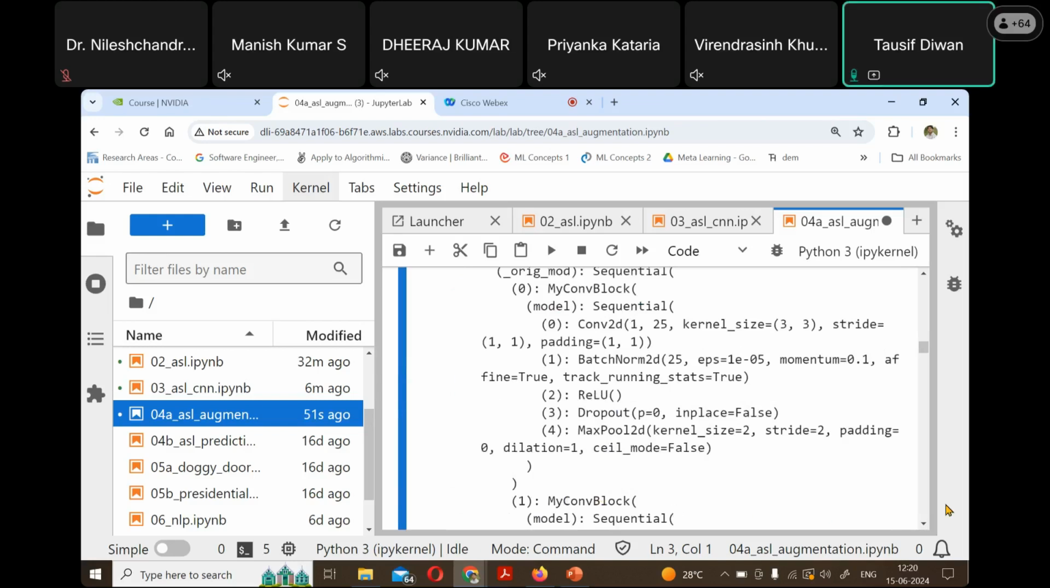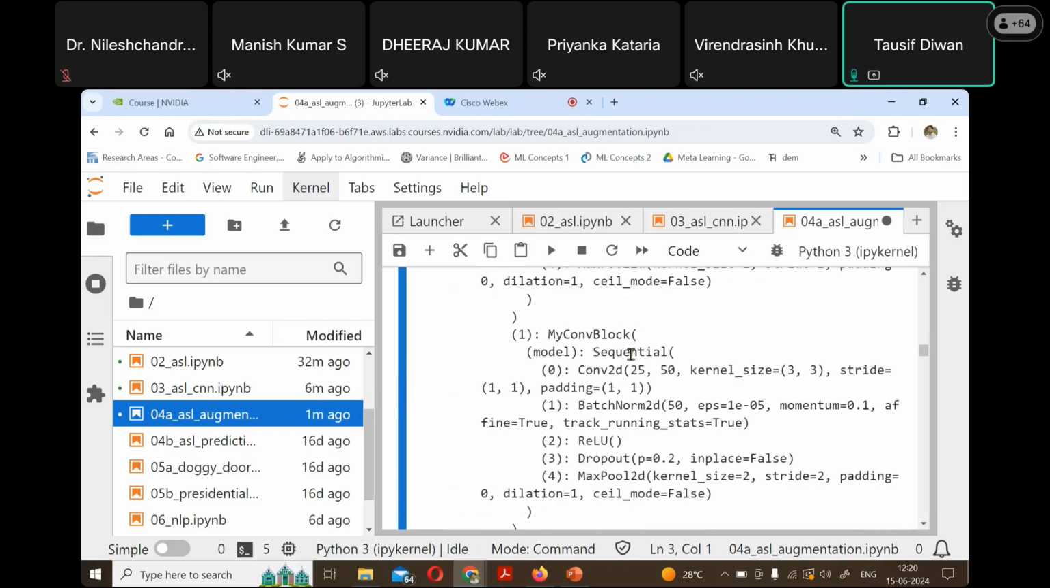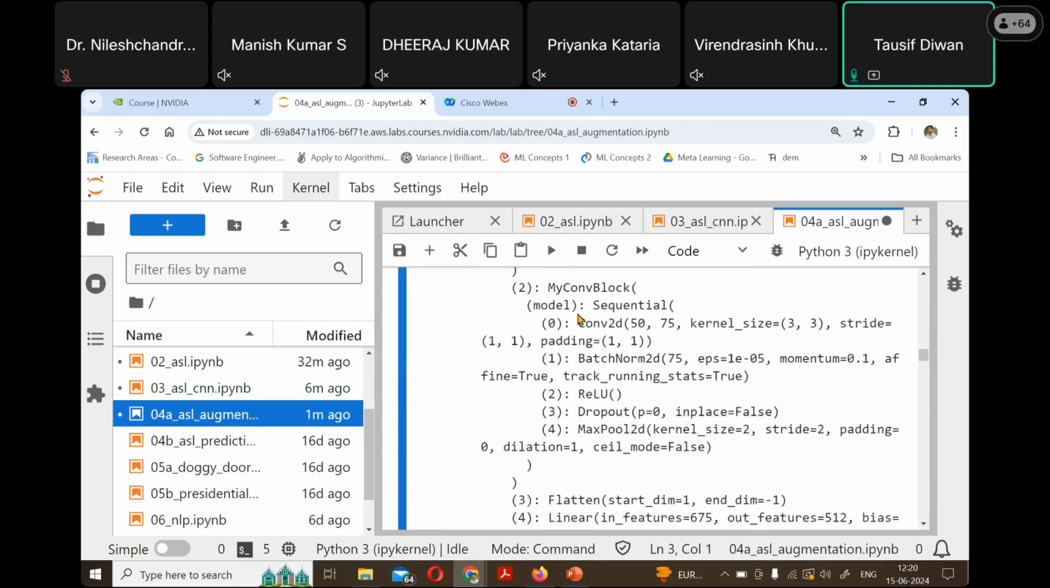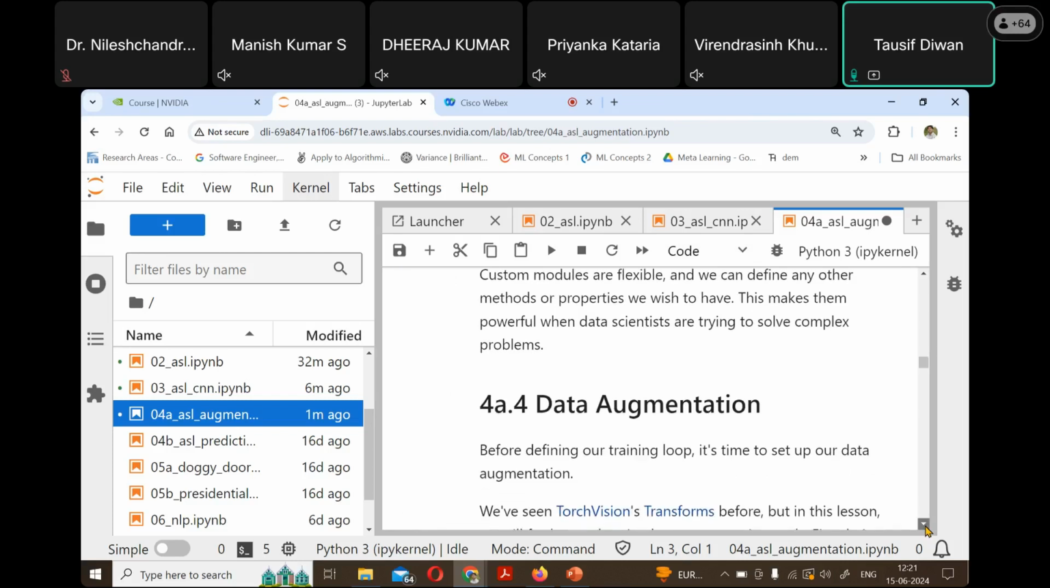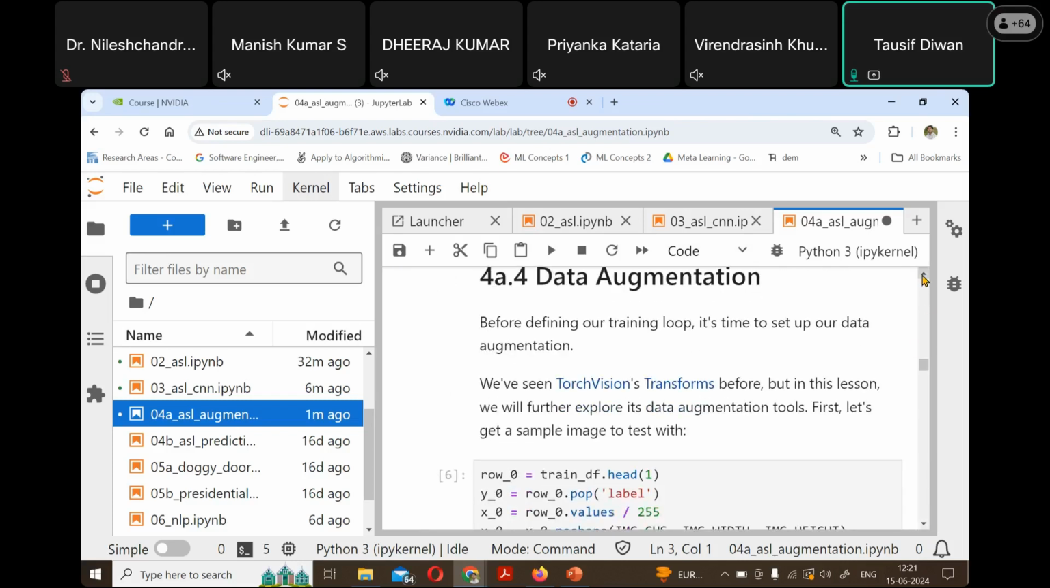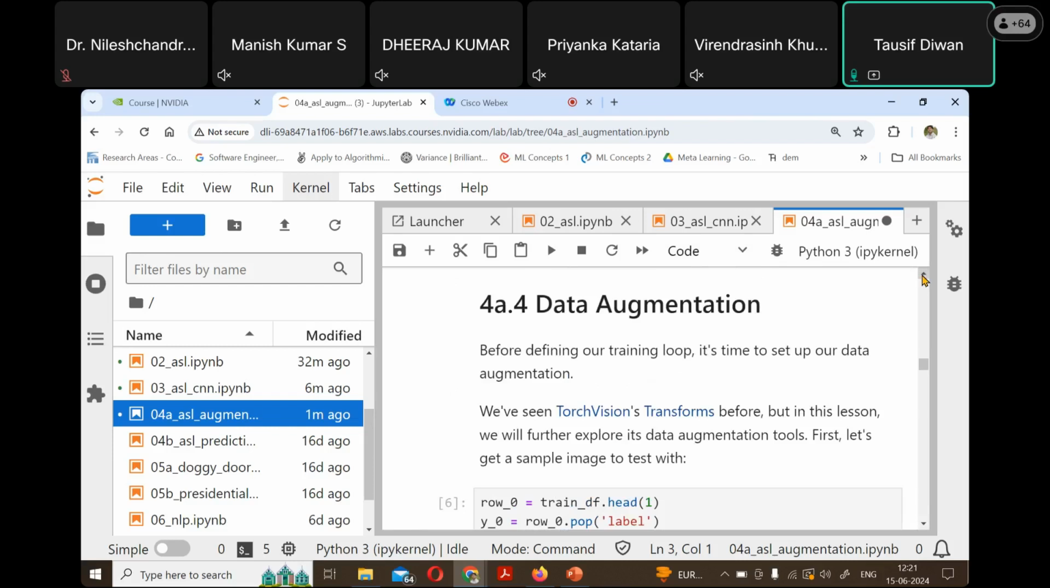Then the second convolutional block. Once again, the same sequence: convolutional, batch norm, ReLU, dropout, max pool 2D. Then the third convolutional layer, sequential: convolutional, batch norm, ReLU, dropout, max pool 2D. Fine. Then the flatten layer is there, some linear layer, dropout, ReLU, and this is nothing but the entire architecture. So far, we have not used any augmentation. Now we will introduce the data augmentation over here.